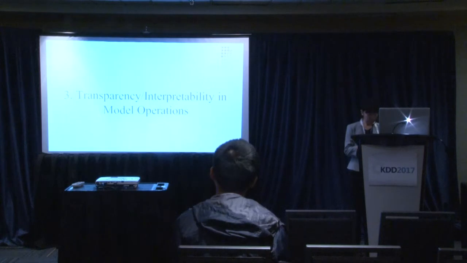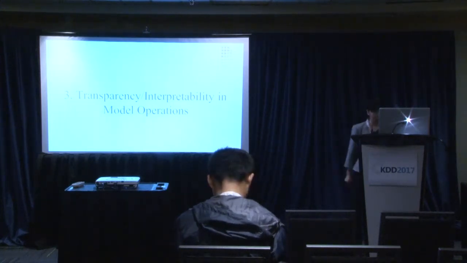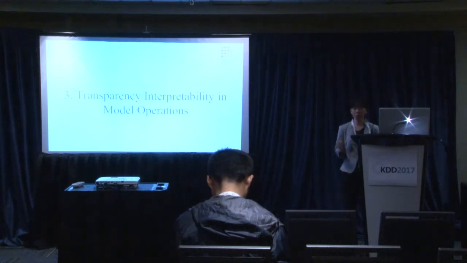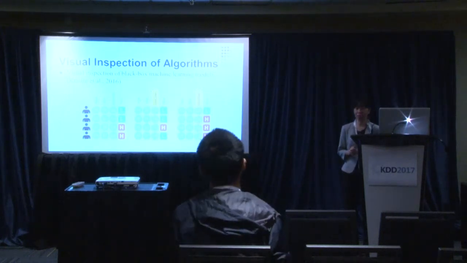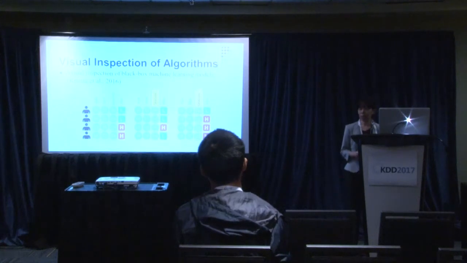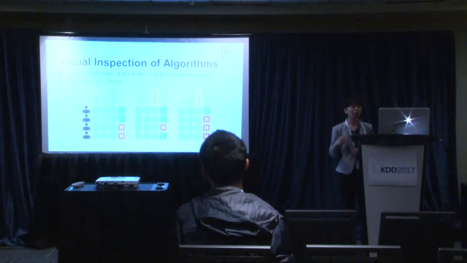For the methods in the third category, to achieve model operations, they usually will inspect the dynamics between the input and output. The first algorithm we're going to introduce is proposed by Cross, and they develop a method to visually inspect the dynamics between input and output using the partial dependence. The idea of partial dependence is illustrated in the figure.